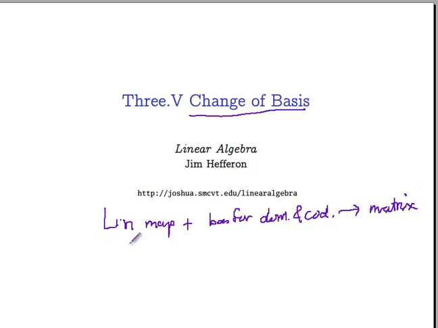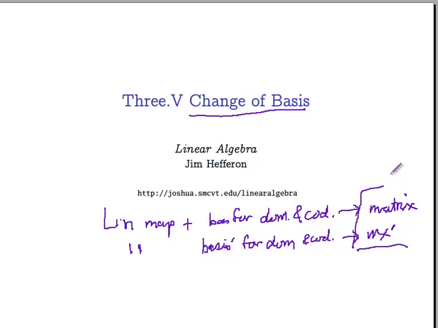Okay. Now if I have the same linear map and I have a different basis, so I'll say basis prime for the domain and the codomain, that will give me a different matrix. So the question is, what is the relationship between these two matrices? Now, of course, that's going to depend on the relationship between these four bases: the original basis of the domain and codomain, and the primed basis for the domain and codomain. So we'll flesh that out during this presentation.